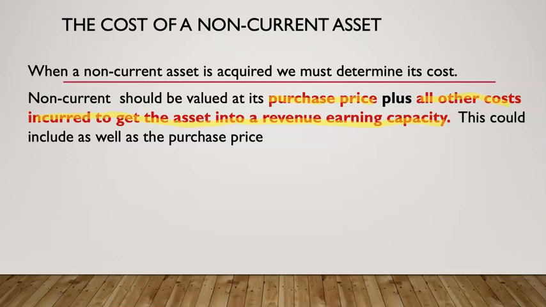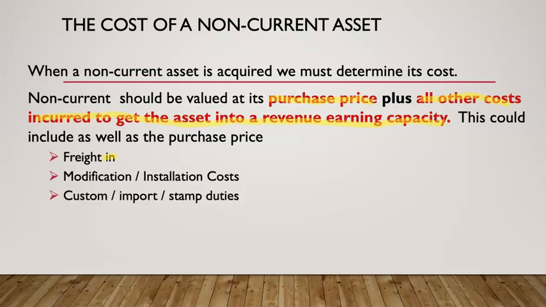Some of these examples include freight in or cartage in, so the delivery of the asset into where it is going to go. So if you see the word "in" in any of your expenses, it is going to be added to the cost price. Modification and installation costs, so modifying it somehow or installing it. Any other sorts of expenses such as customs import or stamp duties, these are often taxes that we must pay to get our asset into a condition to be able to use, or any other buying expenses.